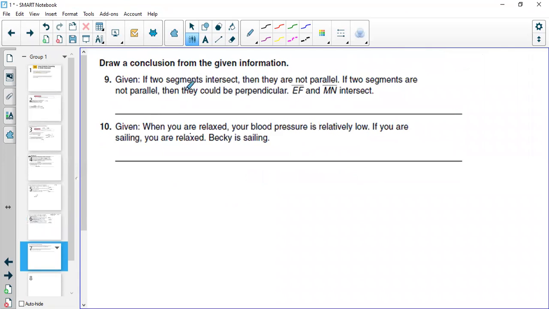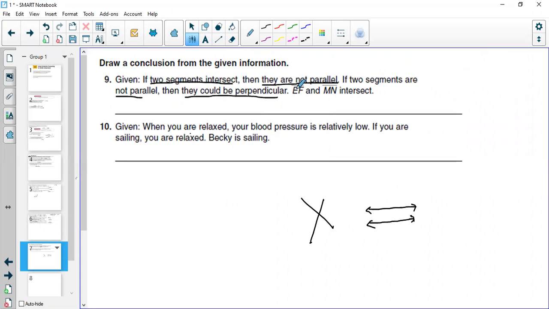So let's go on to find a conclusion from the given information. Let's read it carefully and find out what's the conclusion. If two segments intersect, then they are not parallel. Definitely, if two segments are intersecting, it means they're crossing each other, so they are not parallel, because parallel lines keep traveling in the same direction but never touch each other. If two segments are not parallel, they could be perpendicular. See the conditions here.